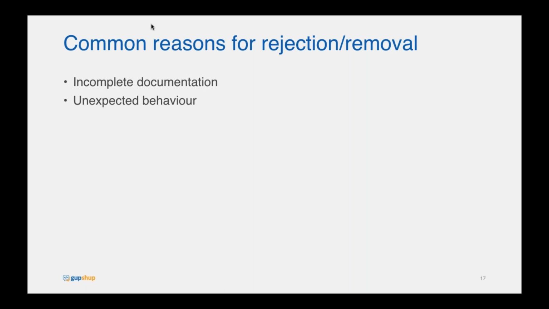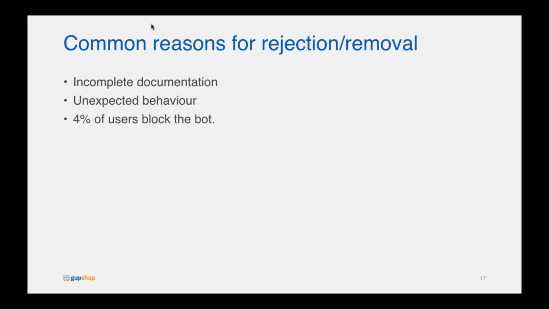Another one is unexpected behavior. If your bot does something other than what is advertised, or behaves in a strange way, again, they will reject your bot. They're pretty stringent about how it actually behaves. Hence you have to advertise pretty much every use case that your bot covers.